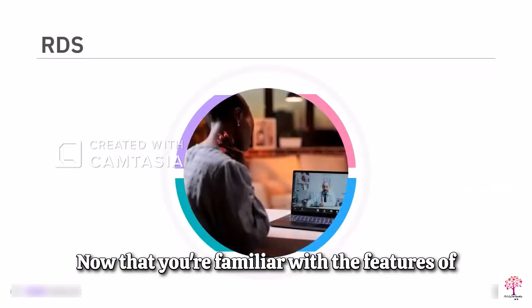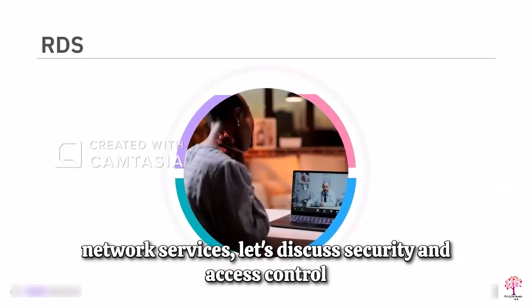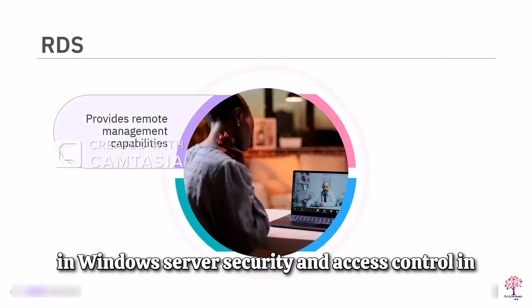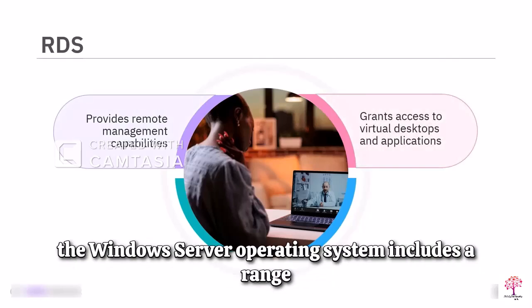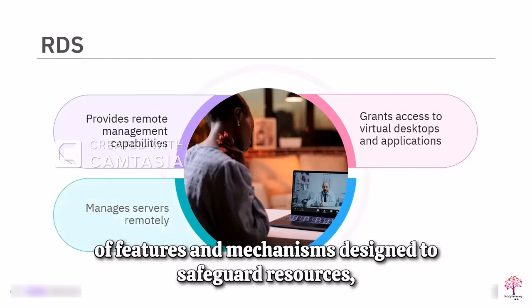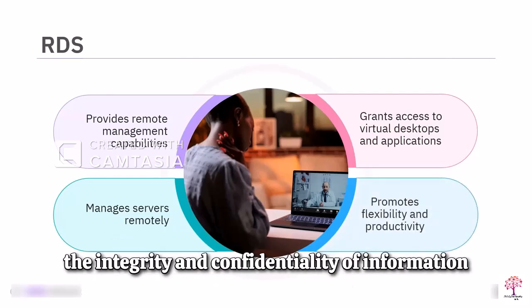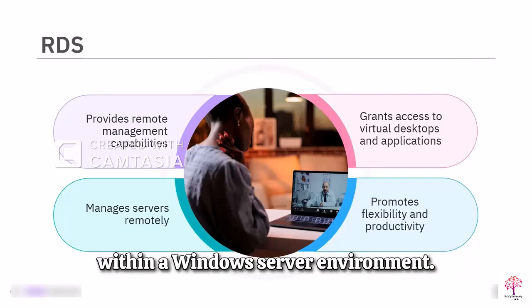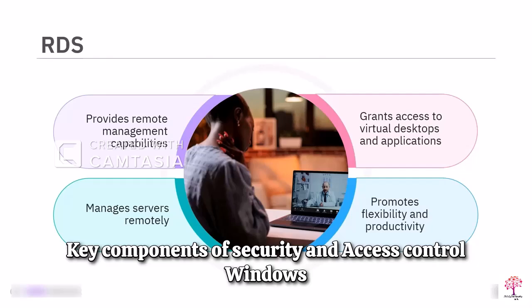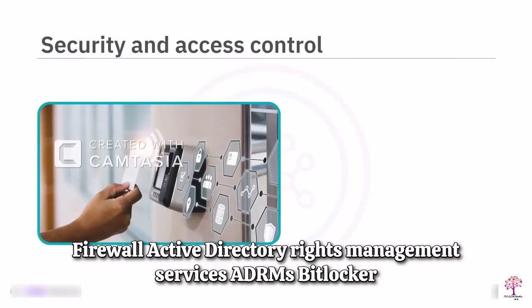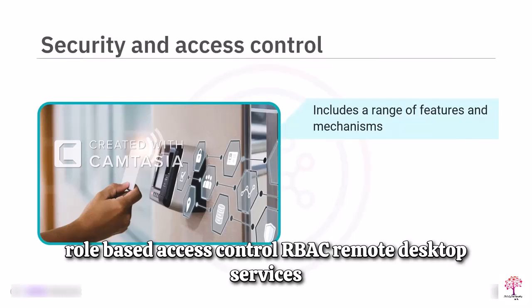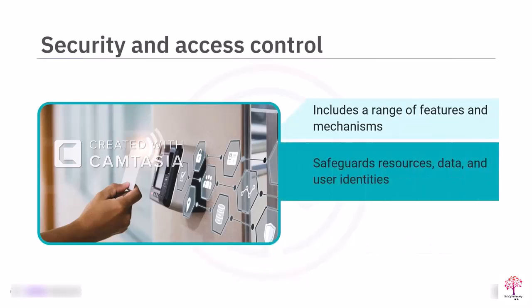Now that you're familiar with the features of network services, let's discuss security and access control in Windows Server. Security and access control in the Windows Server operating system includes a range of features and mechanisms designed to safeguard resources, data, and user identities. These elements are crucial for maintaining the integrity and confidentiality of information within a Windows Server environment. Key components of security and access control include Windows Firewall, Active Directory Rights Management Services, ADRMS, BitLocker, Role-Based Access Control, RBAC, and Remote Desktop Services, RDS.